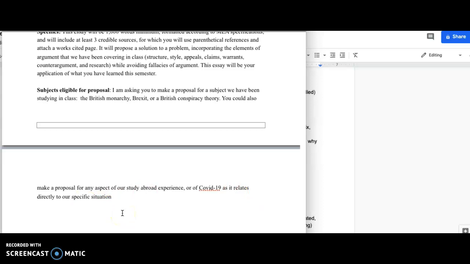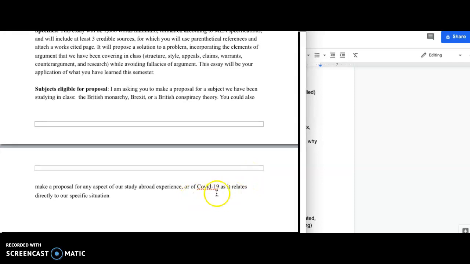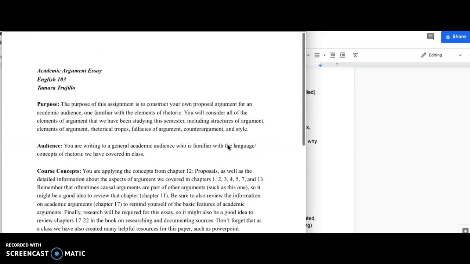So if you want to recommend or propose that students get a full refund, or that students should be eligible to go on future trips, or if you want to say that they should have had deeper testing when we landed, or that other airlines should have done further testing or any kind of monitoring when the travelers landed. So any of these different arguments or proposals you can make.